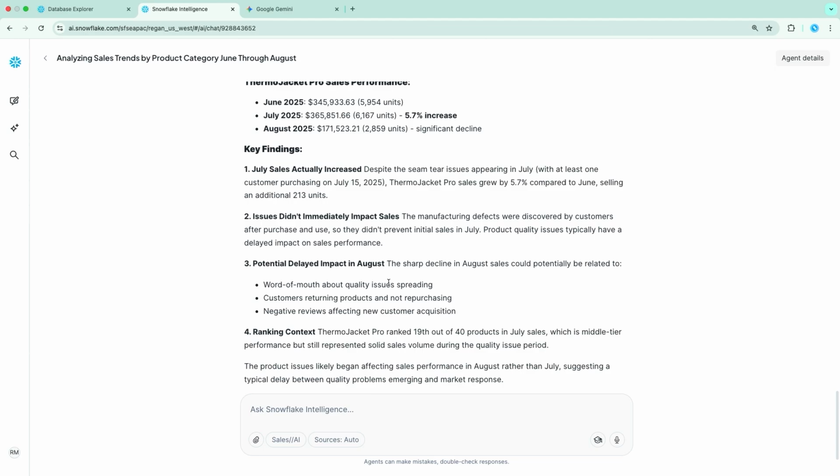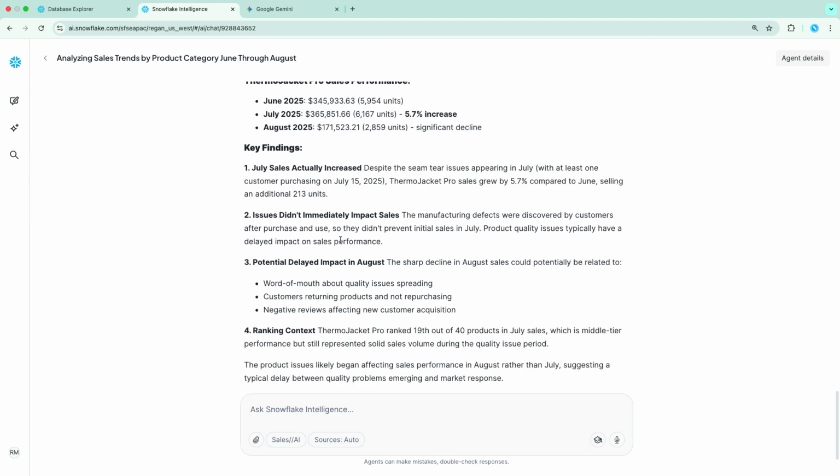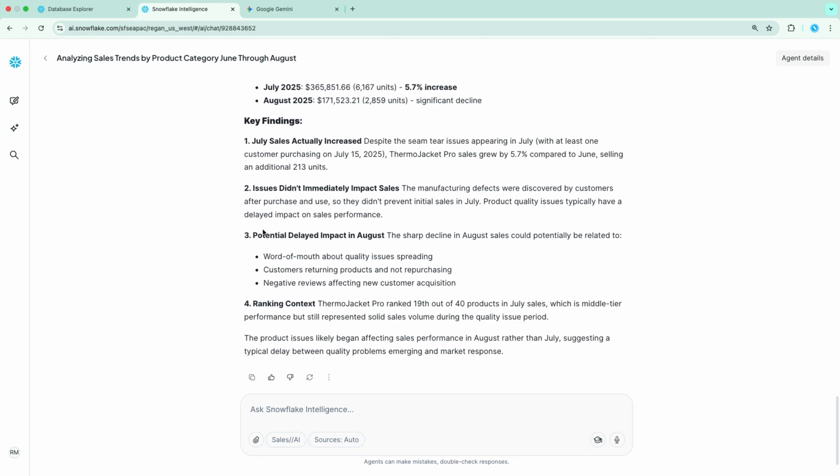It possibly was contributing to some sales dips later on in August. But we didn't ask that question just here, but it has offered some more analysis, and says here, potential delayed impact in August. So it has sort of said, you didn't ask this, but here's some insight that I've also found that might explain what's going on in August as well.